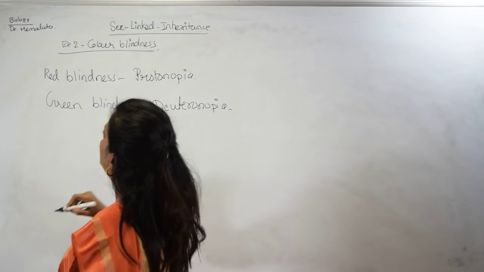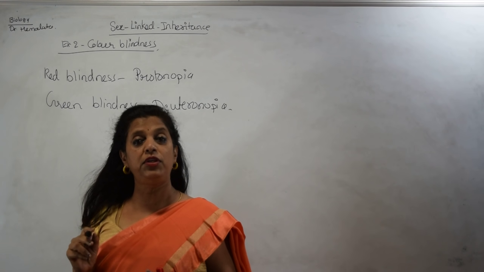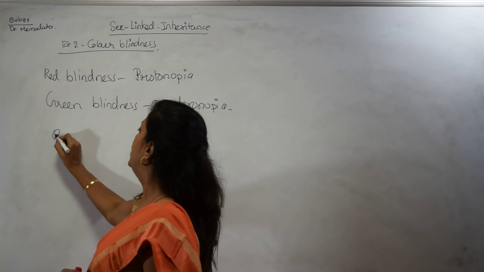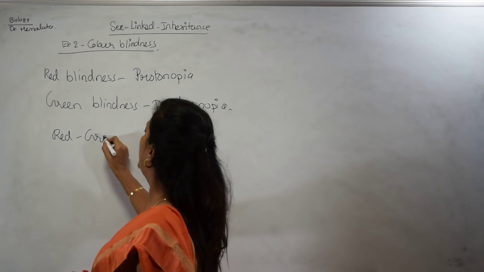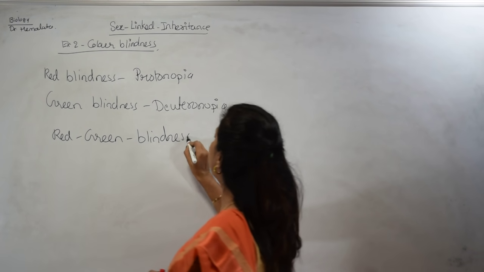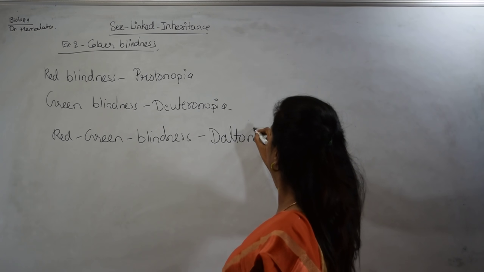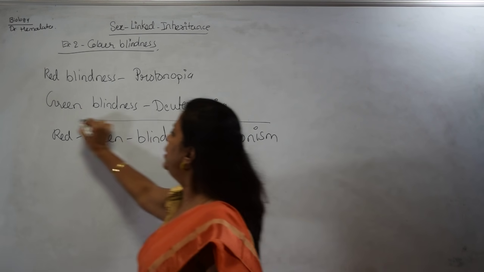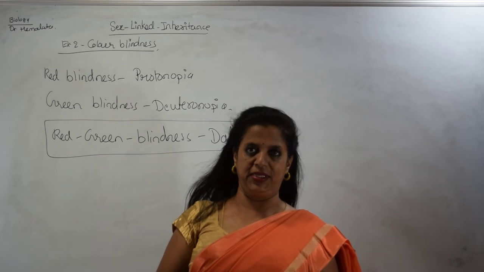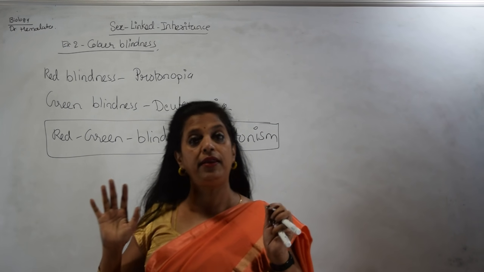Okay, but very important thing is some will not be able to distinguish between red and green color. It is called as the red-green blindness, or its name is daltonism. Red and green differentiation you cannot make. It is called as daltonism, right? You are not able to identify the difference between red and green color.